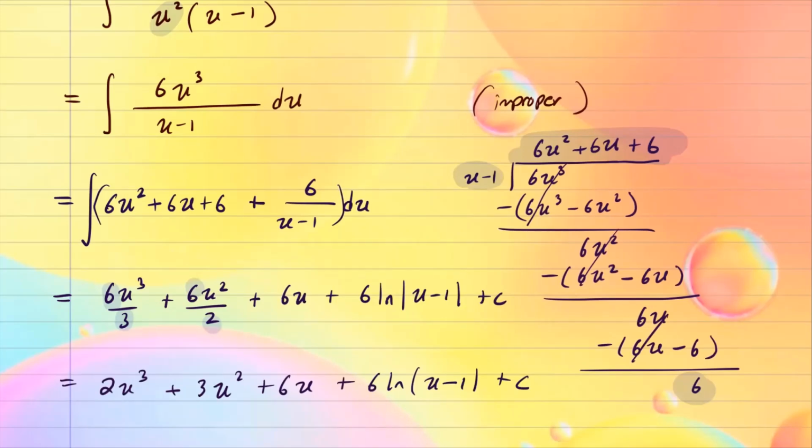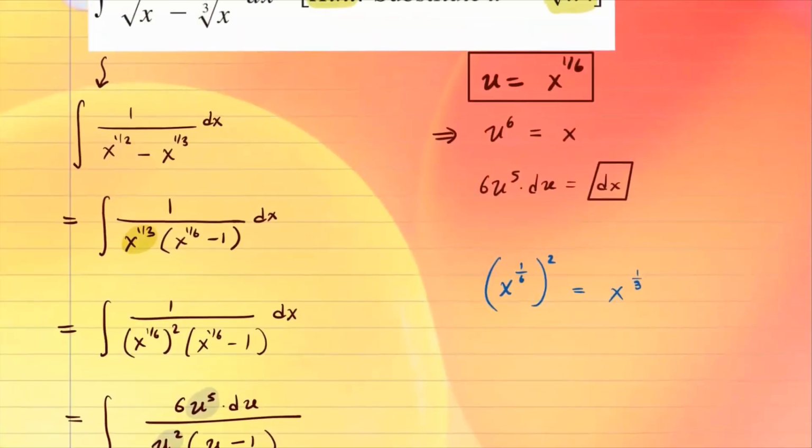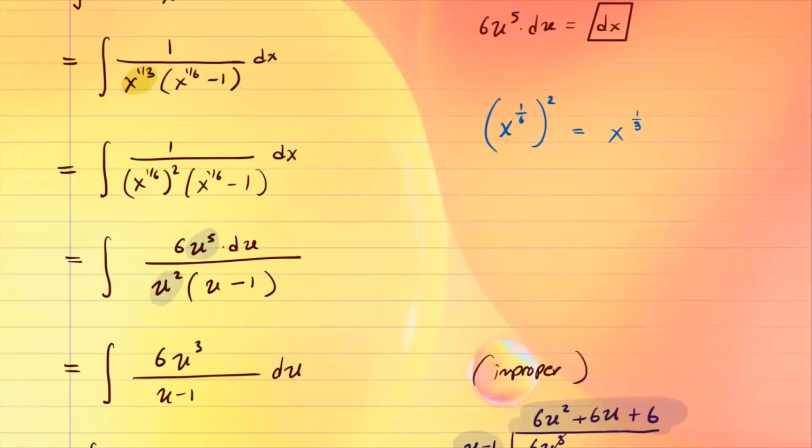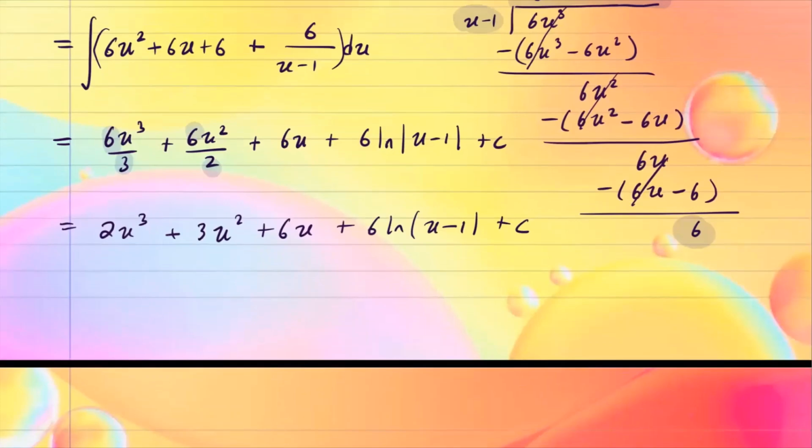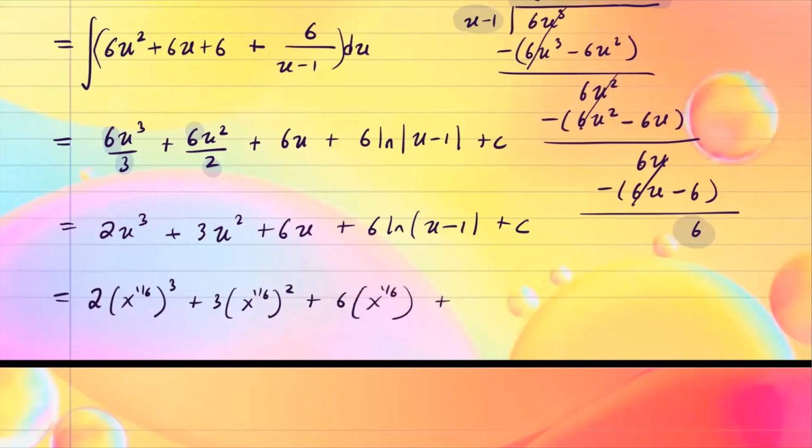But now, before we present this as our final answer, we need to plug in what u is. If you go back to the original, we wanted u to be x to the power of 1/6. So that's what I'm going to plug in right now. So we're almost at the final answer. This is 2 times u, which is x to the 1/6 to the third power, plus 3 times x to the 1/6 to the second power, plus 6 times x to the 1/6, plus 6 times ln of the absolute value of x to the 1/6 minus 1, plus c.